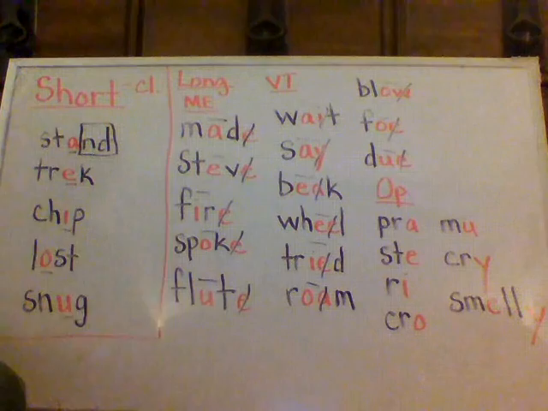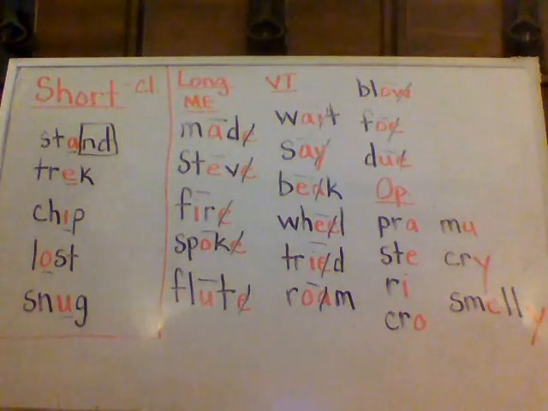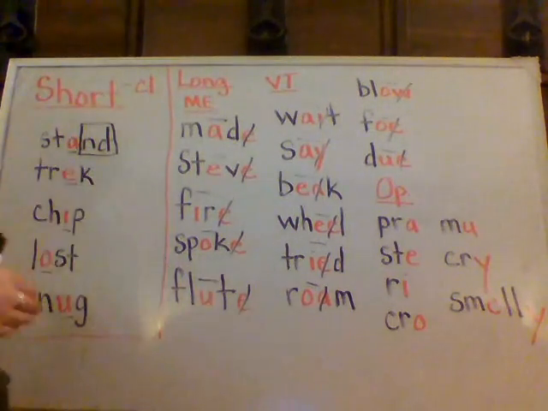Okay, so give me the short vowel sound. Short A says ah, short E says eh, short I says ih, short O says ah, and short U says uh. Okay, now let's go ahead and read our words with short vowel sounds.